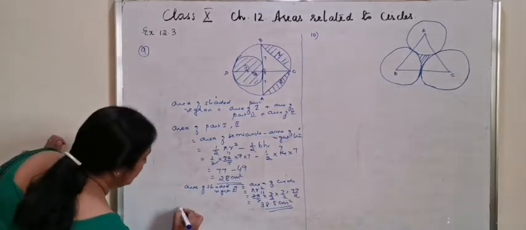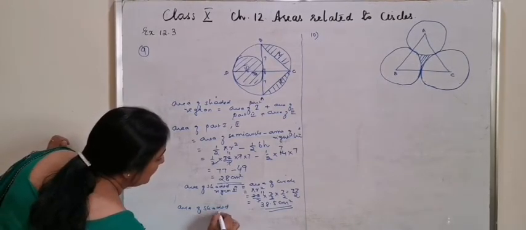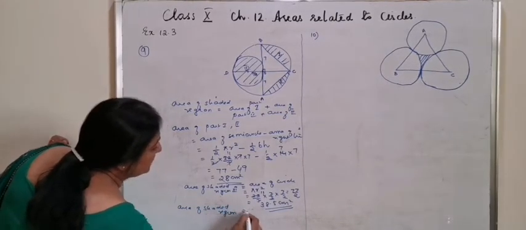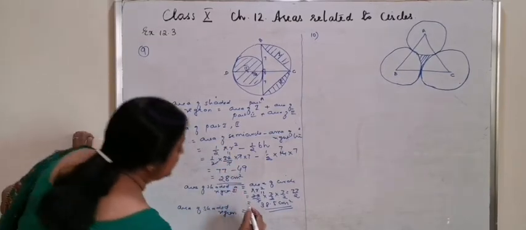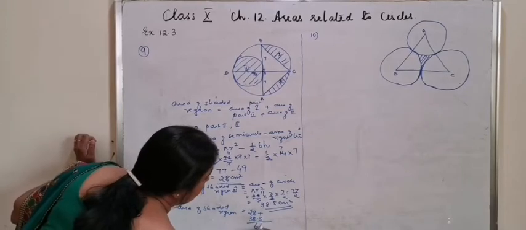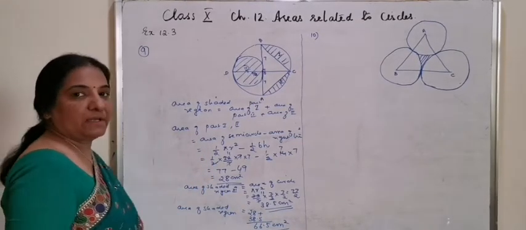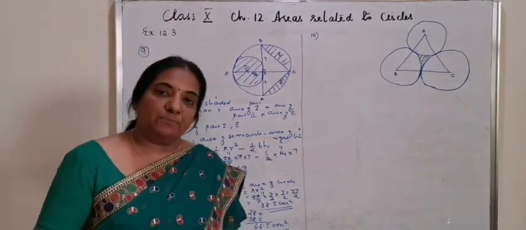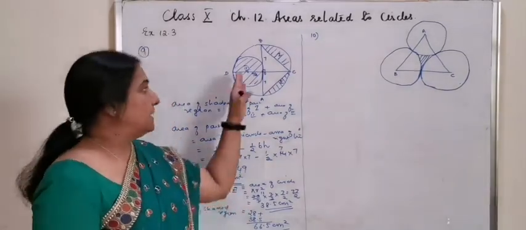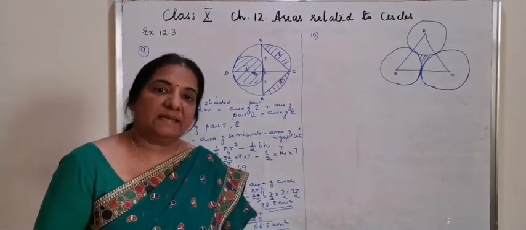What is the area of shaded region in total now? Area of shaded region is equal to 28 plus 38.5, which is equal to 66.5 centimeter square. This question is a very important question with the same numbers or with the same values. It used to be asked for the exam.